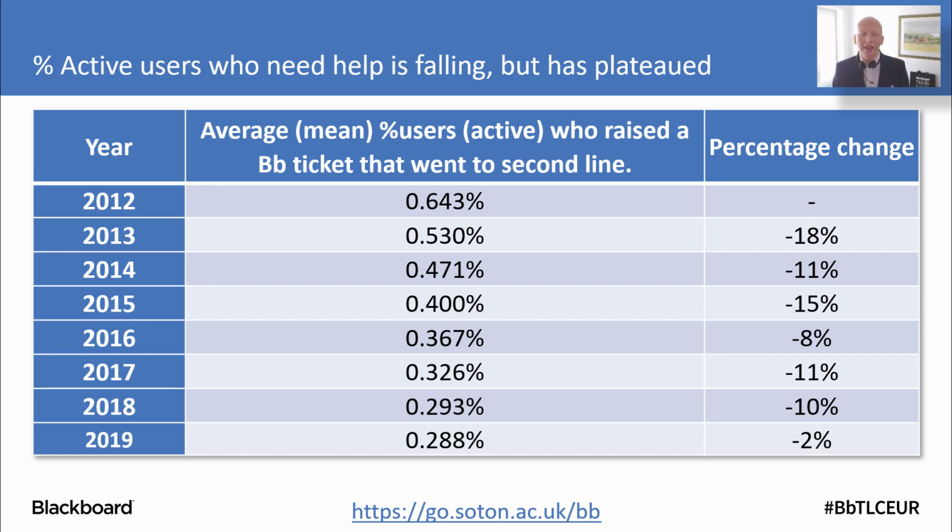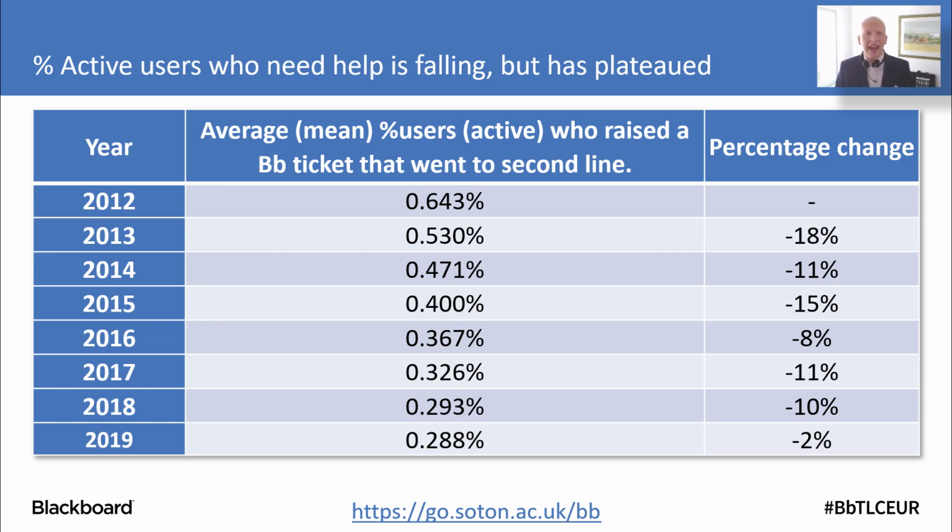Because of historical issues where we've changed ticket management systems, I can't look back at all of the data in quite the way I want to. But what I do know is how many tickets were sent to the second line support group, which I belong to. So once you phone the service desk, if they can't fix it, they will then send you to the team I work in. If we can't fix it, we'll contact the third line, being Blackboard support themselves.